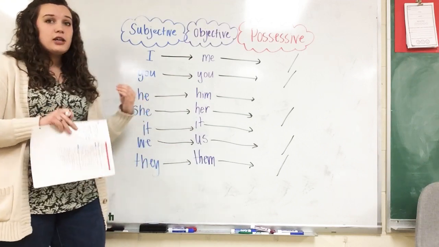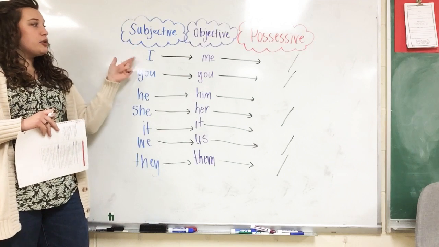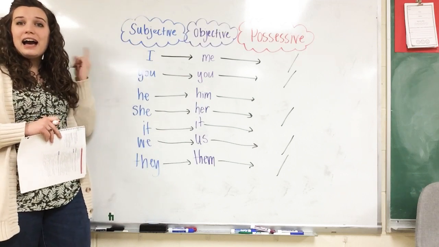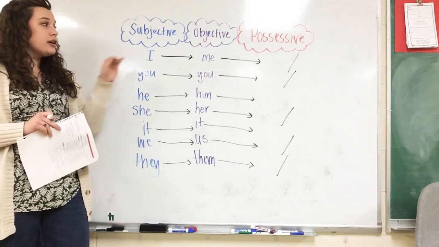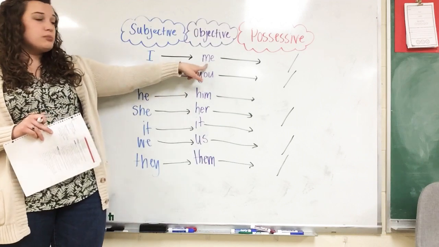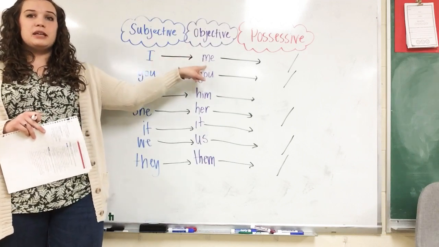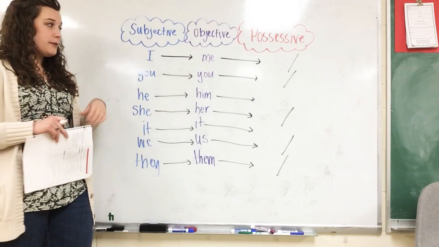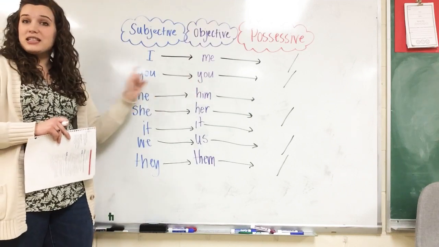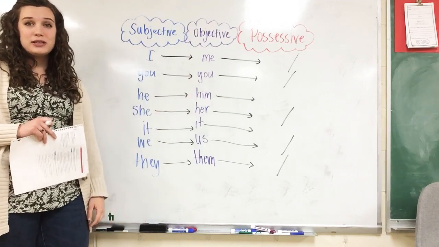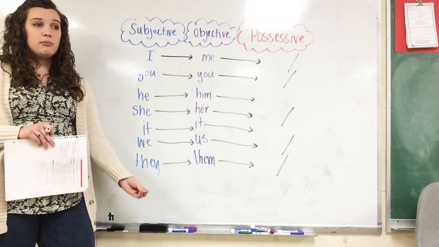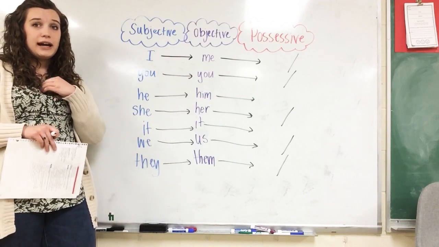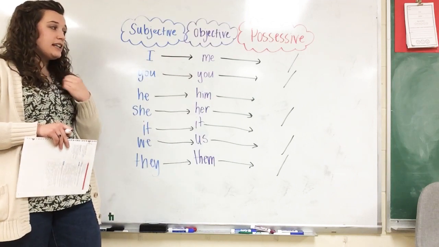So for example, with the subject form of I, I have a book. Give that book to me, okay? So I, me, it's talking about yourself as your own person. You, remember, just stays the same. You is the same for both of those. You have a book. Give the book to you, okay? Give you the book. I need to give you the book.